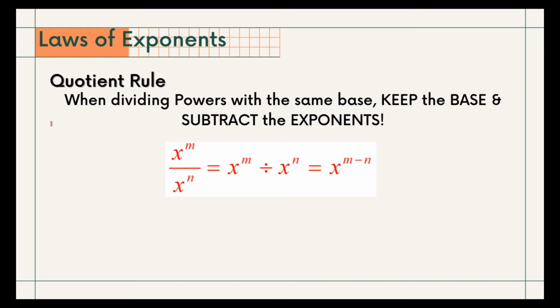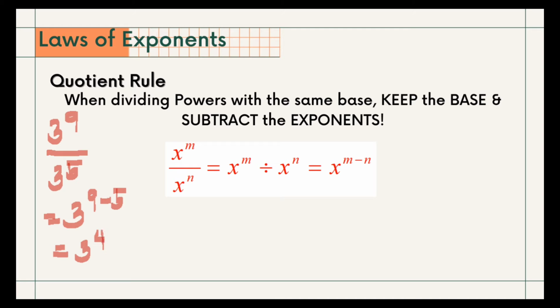So example, you have 3 raised to 9 divided by 3 raised to 5. So copy the base and then subtract the exponent. So 9 minus 5, and then 9 minus 5 is equal to 4. So what is 3 raised to 4? So 3 raised to 4 is equal to 81.